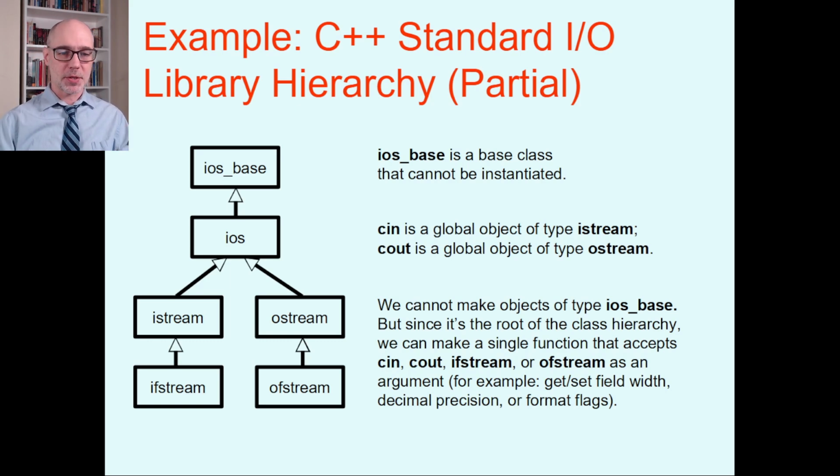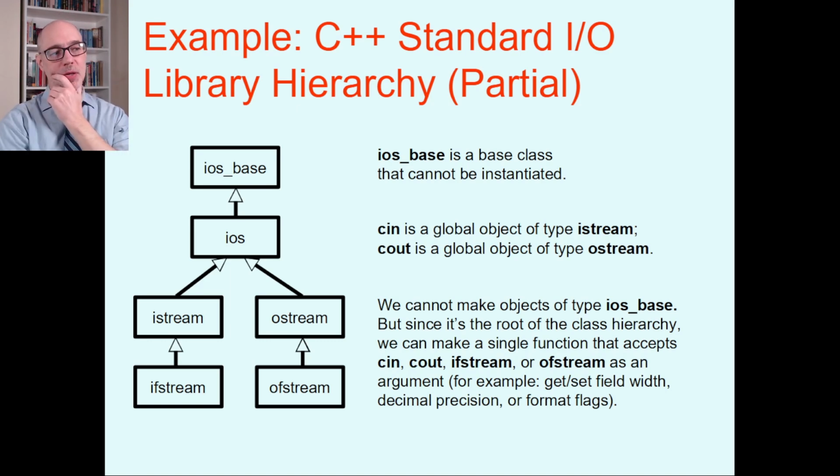And if you look down the other side, under ios, one of the other child classes is ostream, a general output stream to send things to the network or a printer or the monitor. For example, cout, that obviously you've been using since day one. cout is a global object of type ostream. And then beneath that, there's a child class called ofstream. You know what that is. That's an output file stream.